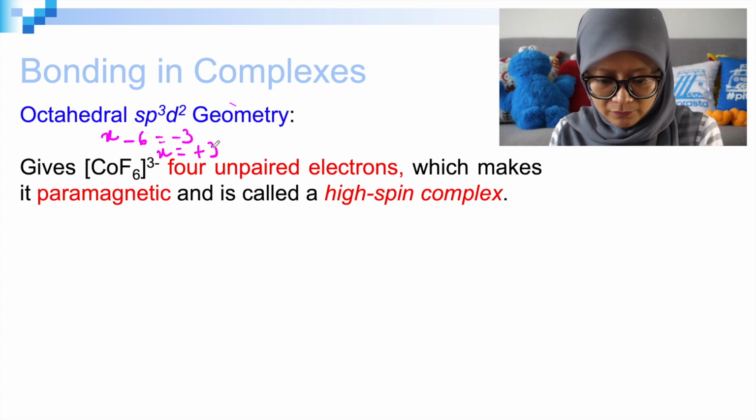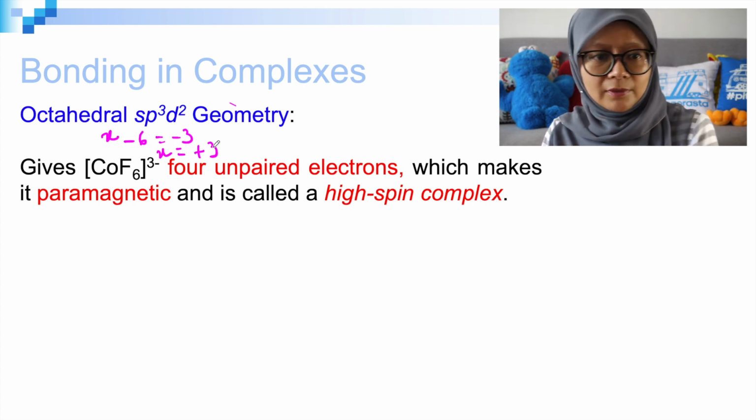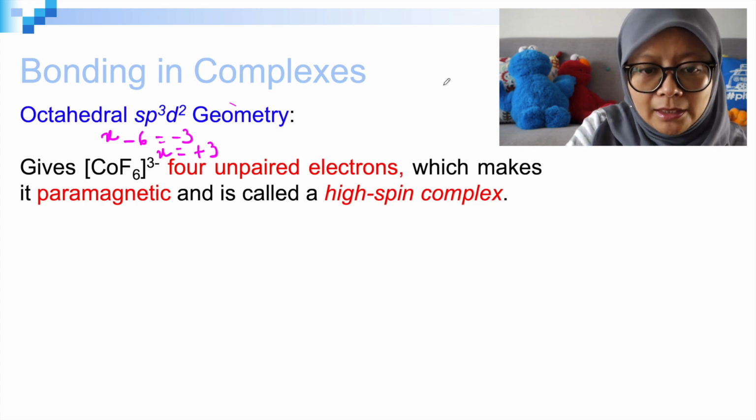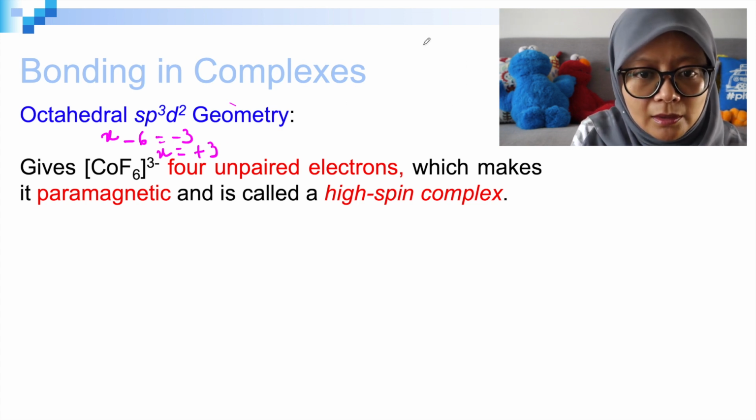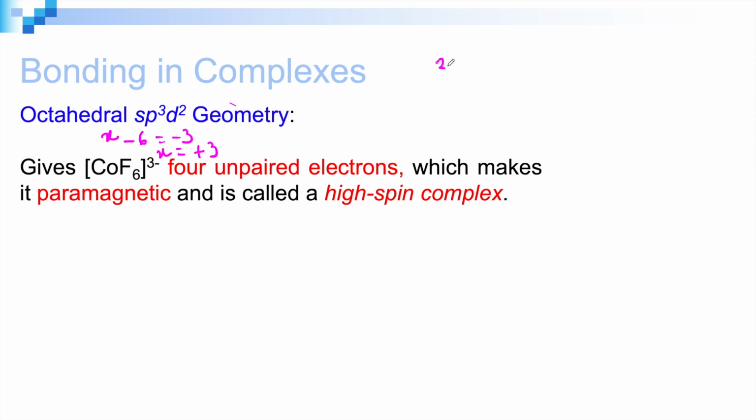Cobalt has atomic number 27. So this is Ar 4s2 3d7. And then we need to have cobalt 3 plus, so this one will give you Ar 3d6.